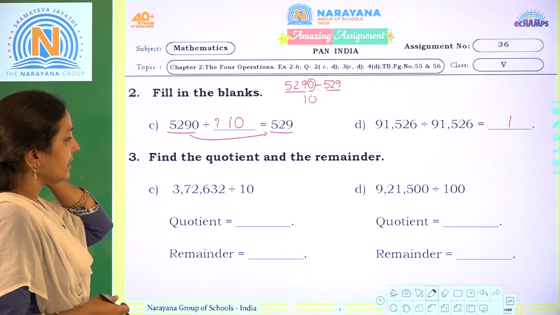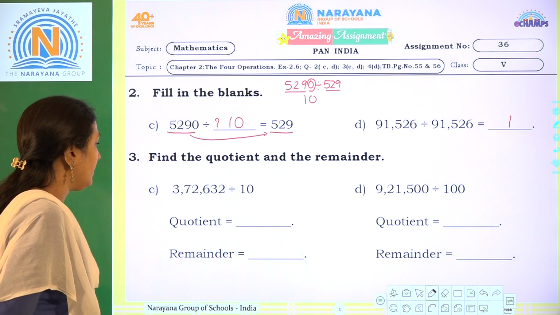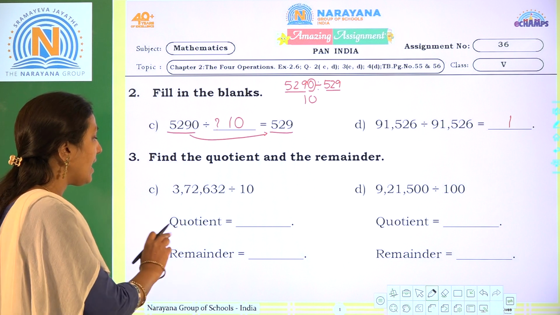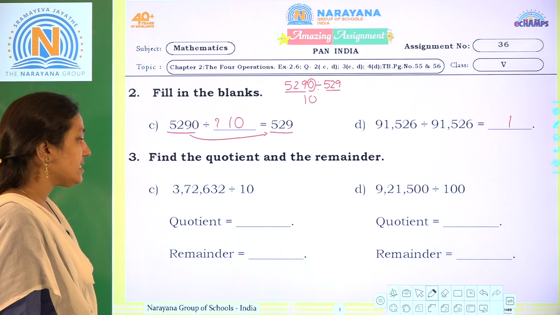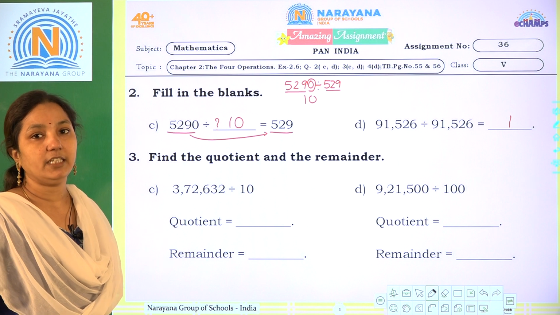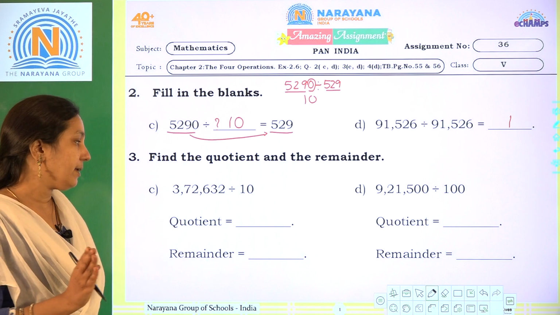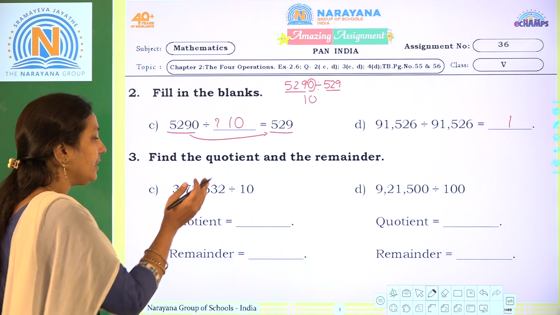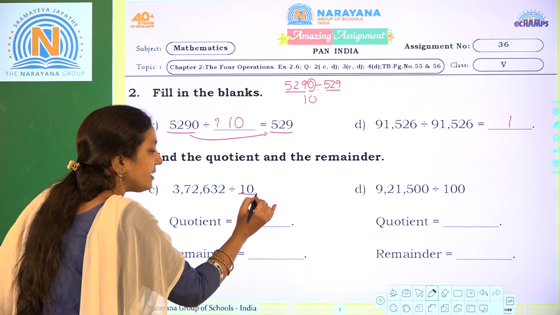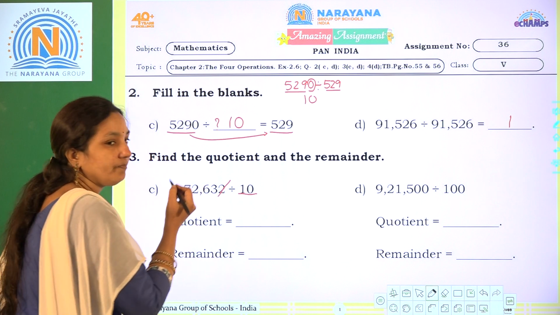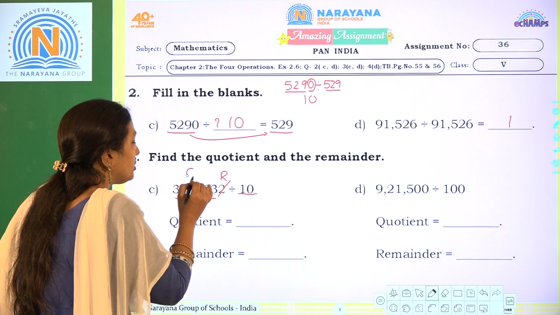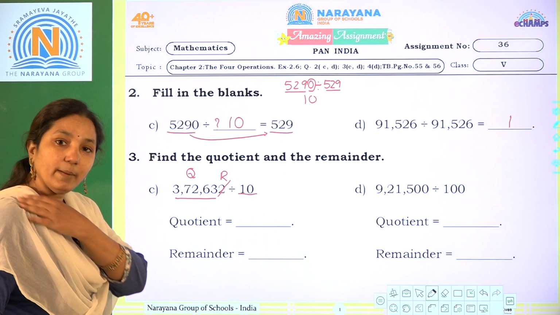Next, find the quotient and the remainder. First one, 3,72,632 is divided by 10. While dividing a number ending with 0, 10 means one digit is removed from the given number, from right to left. Here 10 is given, so one digit we have to remove. This will be considered as the remainder, and the remaining digits are the quotient.